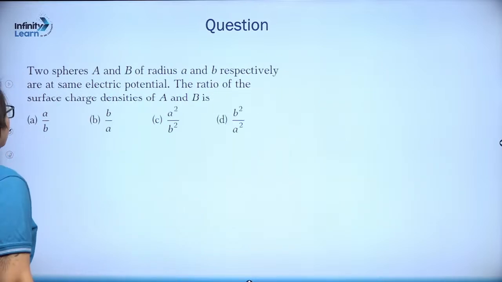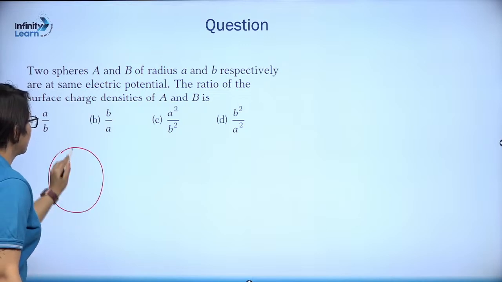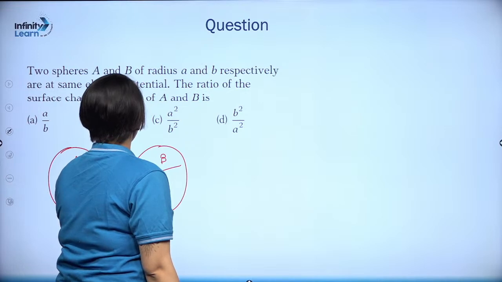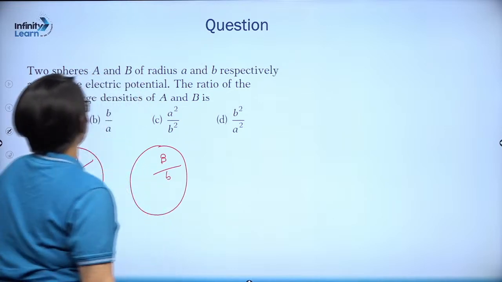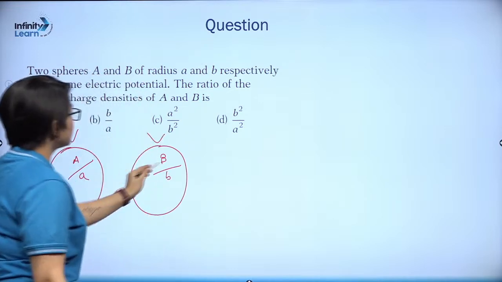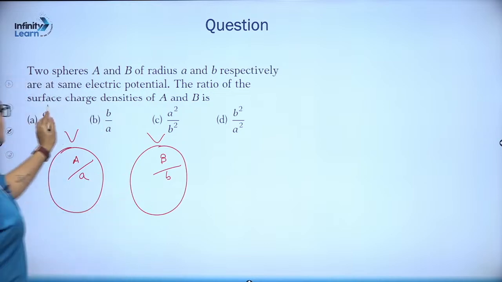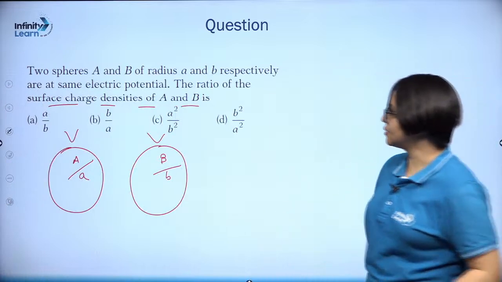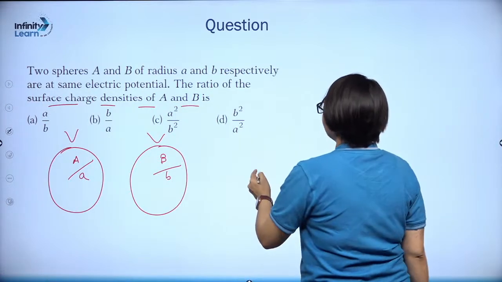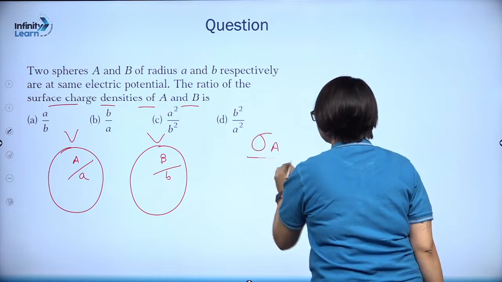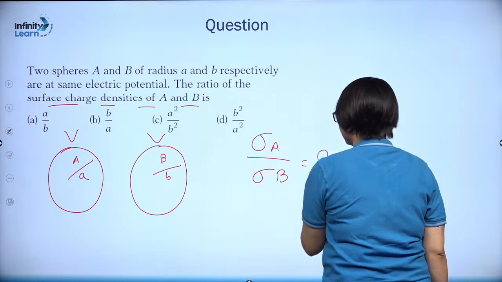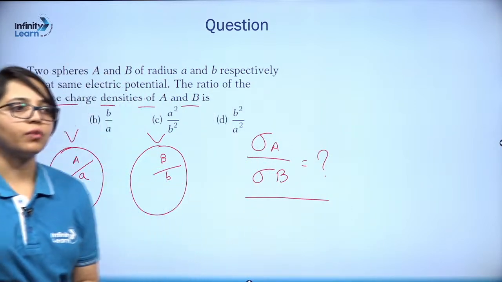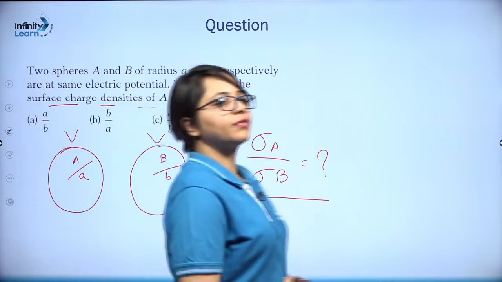Now try this one. Two spheres A and B, each of radius A and B respectively, are at same potential. Potential of these two spheres is same. The ratio of surface charge density of A to B is? What is the ratio of surface charge density of A to B? Sigma A upon sigma B, what will it be? Try this question everyone. What is the correct answer for this one?